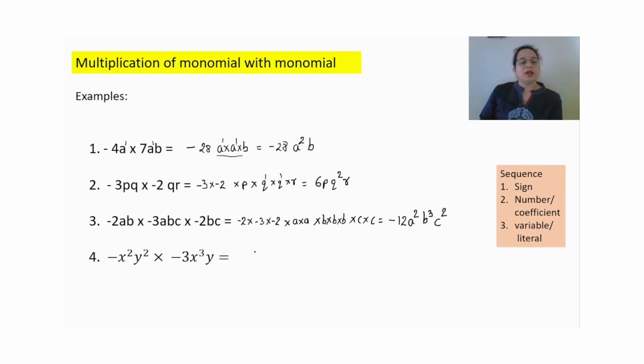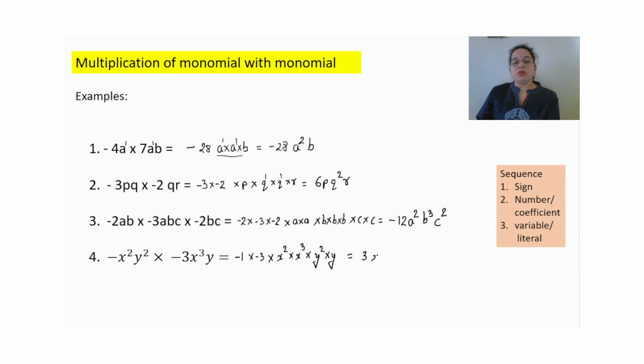Now next, again write down all the numbers here. No number is there, it means there is a number minus 1 and then minus 3. Write down all the variables with base x. So x square into x cube, and now we will write down with y. So y square and into y. So now total number of negative signs are 2. 2 is an even number, so your answer will be positive. 3 multiplied by 1 is 3.